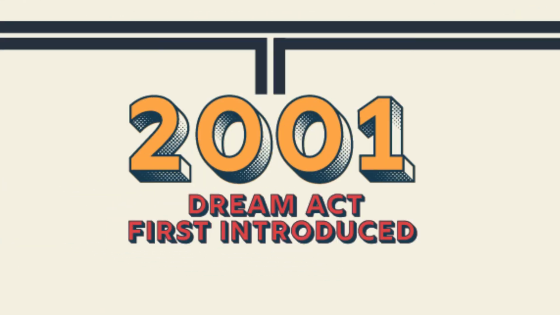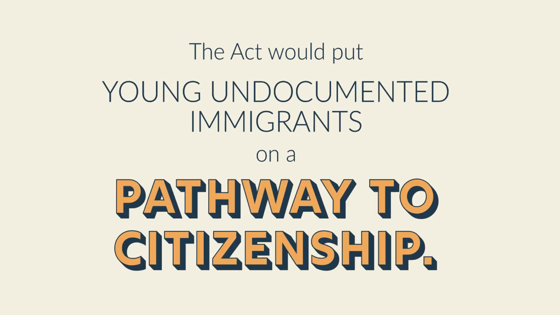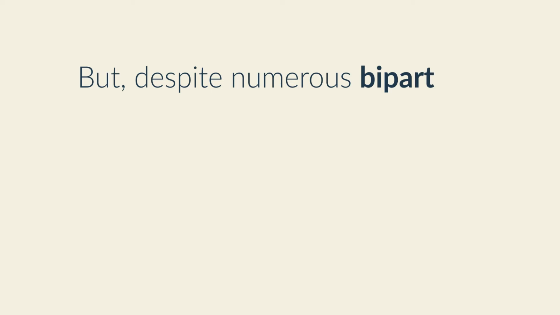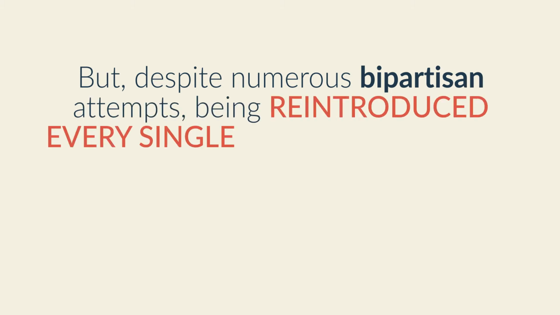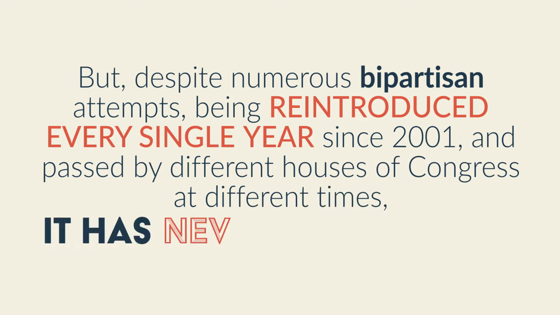2001. DREAM Act first introduced. The act would put young undocumented immigrants on a path to citizenship. Despite numerous bipartisan attempts, being reintroduced every single year since 2001, and passed by different houses of Congress at different times, it has never become law.